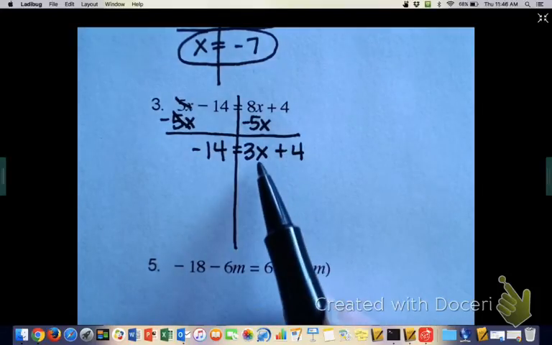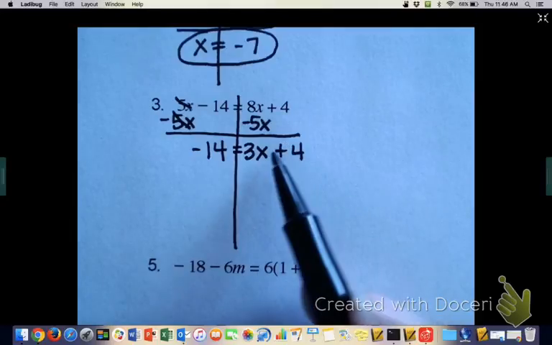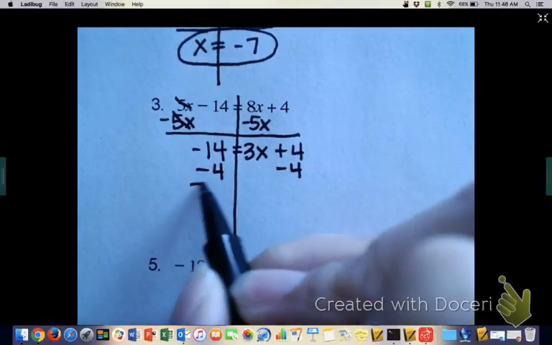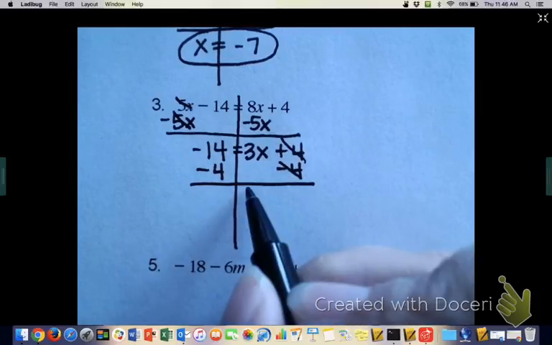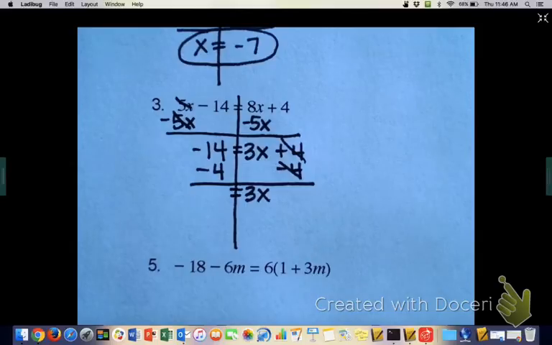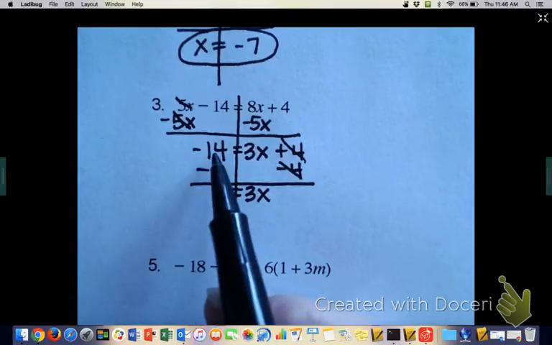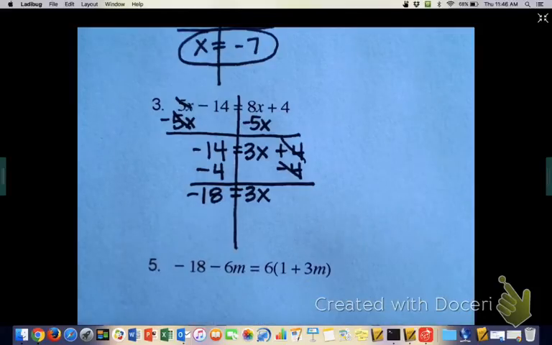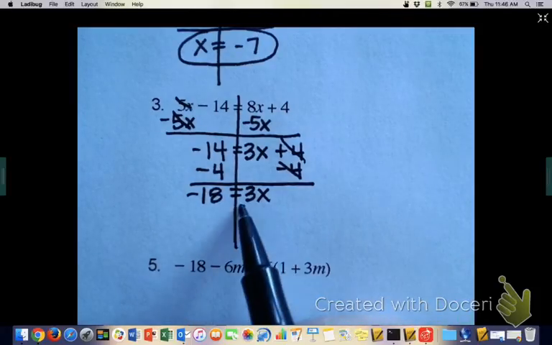You've got to get everything away from the variable, so the next step is going to be to subtract 4. Bring down 3x. Negative 14 minus 4. Be careful. It is not 10. If you're at negative 14 and you subtract 4 more, you're now at negative 18. Last step, these two are being multiplied. Divide.